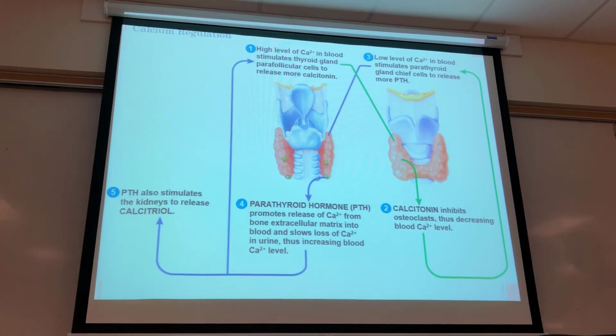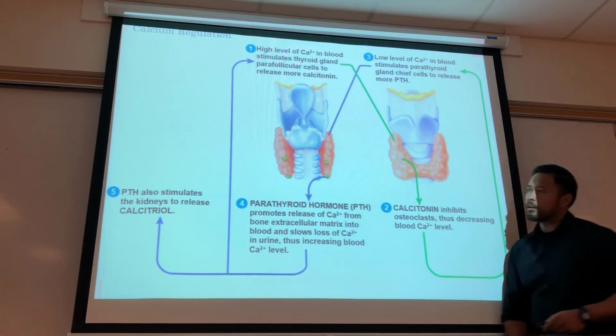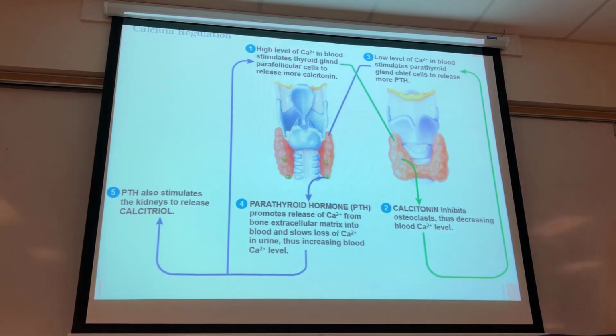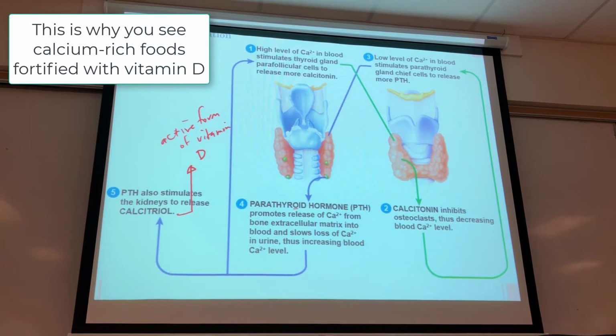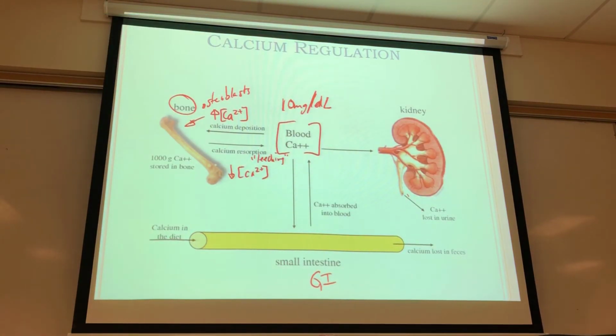The one thing I also want to bring up is the effect of calcitriol. So another thing gets involved as well. When PTH is raising calcium levels, the kidneys will secrete another hormone called calcitriol. What exactly is calcitriol? Calcitriol is an active form of vitamin D. Why is that important? Calcitriol results in increased calcium absorption in the gut.